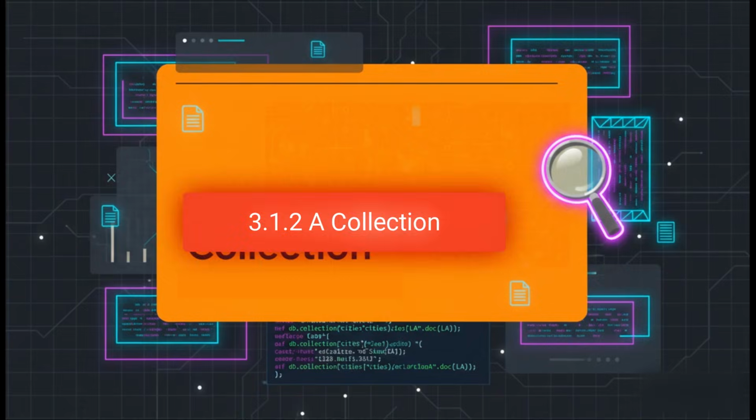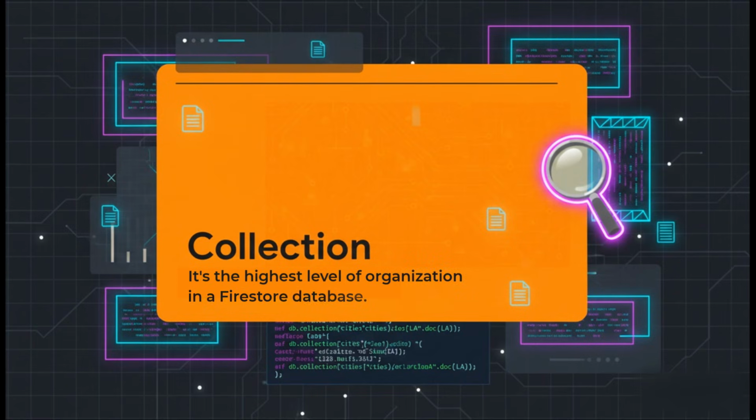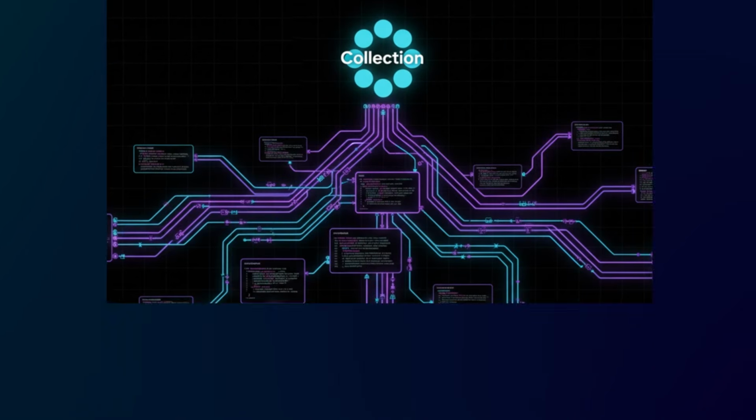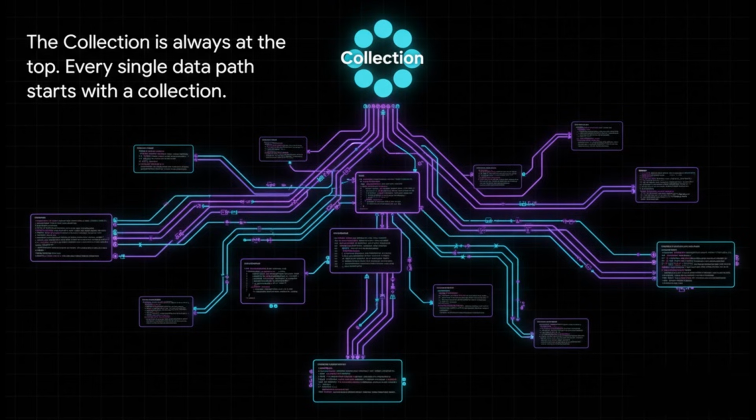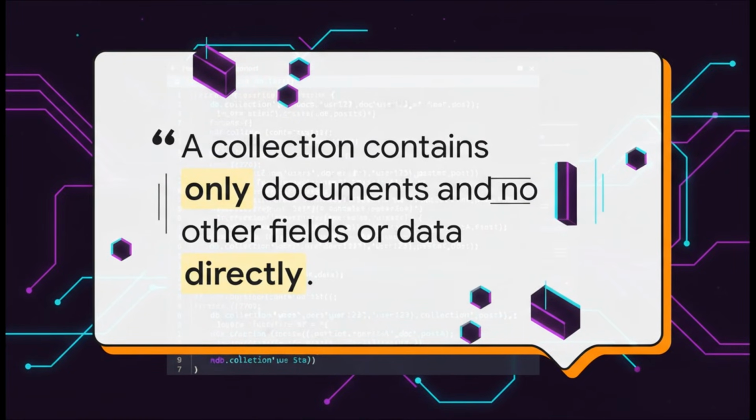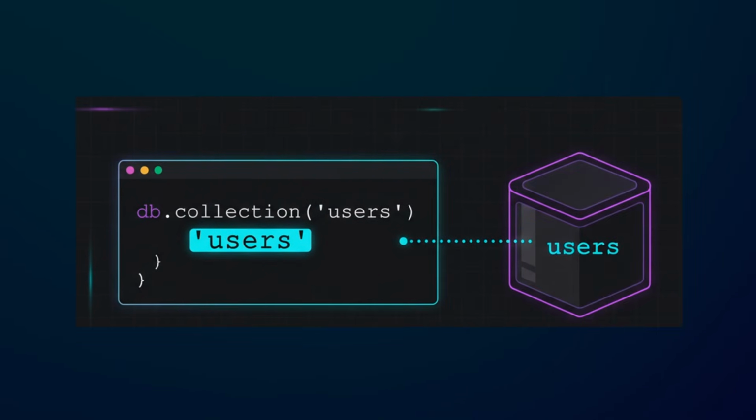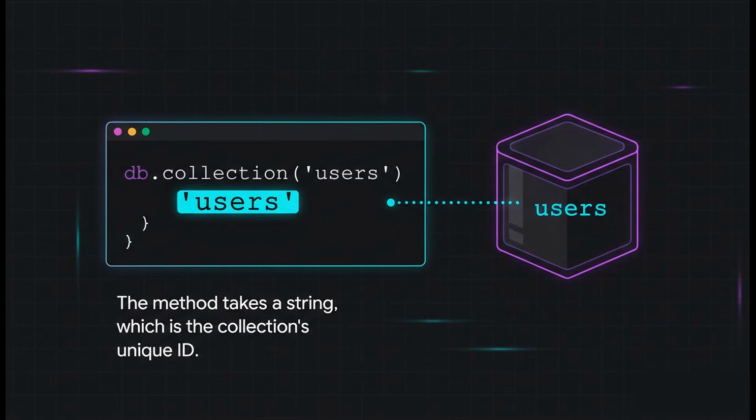A collection is a container for documents. It's the highest level of organization in a Firestore database. You can think of a collection as a folder or a table in a traditional database. A collection contains only documents and no other field or data directly. For example, you might have a top-level collection named users to store all user documents.